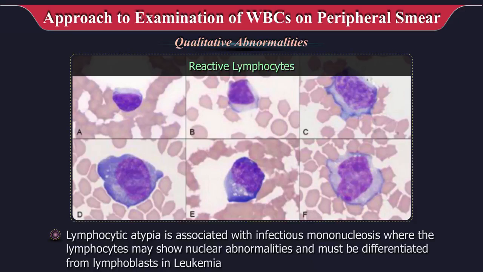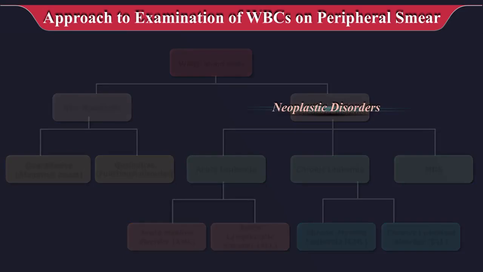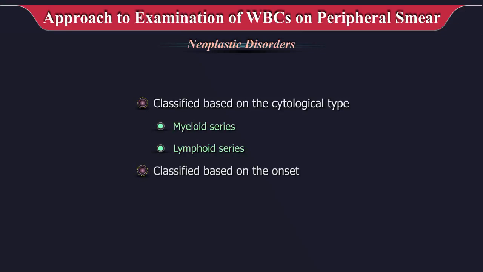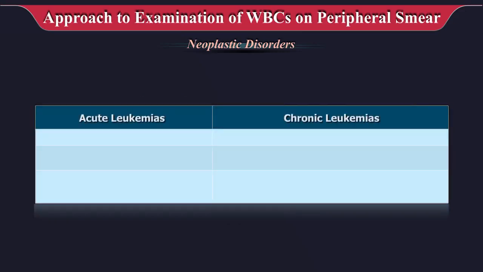lymphoblasts in leukemia. Neoplastic disorders are clonal disorders which can be classified based on the cytological type, which is myeloid or the lymphoid series. Based on the onset, they can be classified into acute leukemias and chronic leukemias. It is important to differentiate between these types.